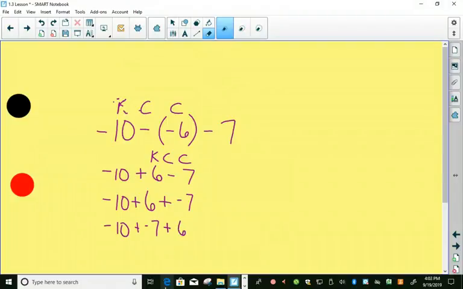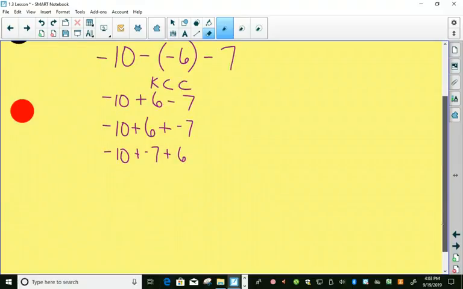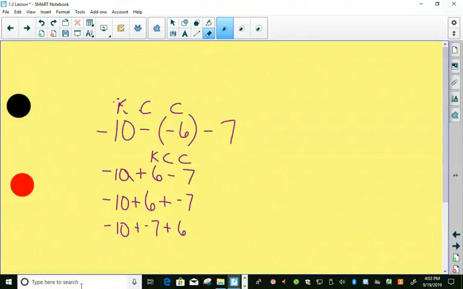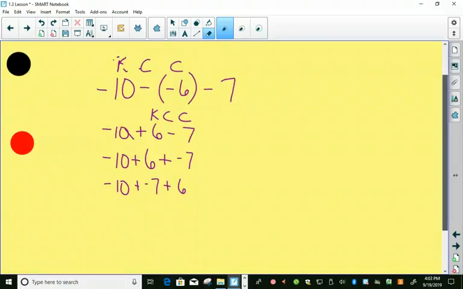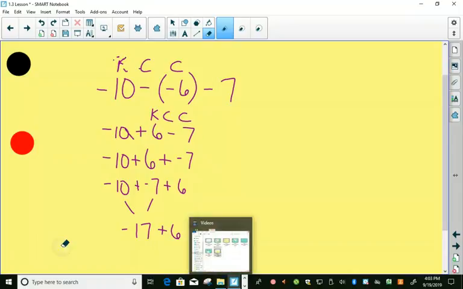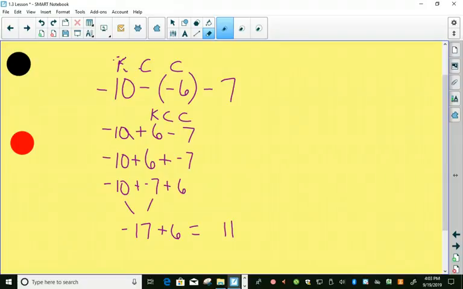I'm going to combine negative 10 and negative 7 to get negative 17. The signs are the same, so I add them together. And because they're both negative, it stays negative, plus the 6. The signs are different, so I take the difference. 17 minus 6 is 11. And the heavier value is the negative 17. It's farther from 0 than 6, so my answer is going to be negative 11.